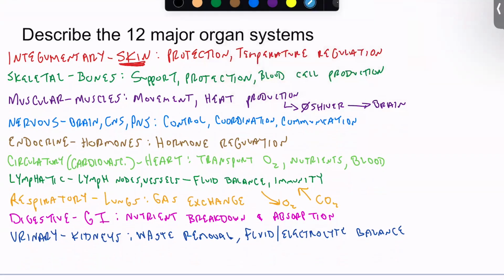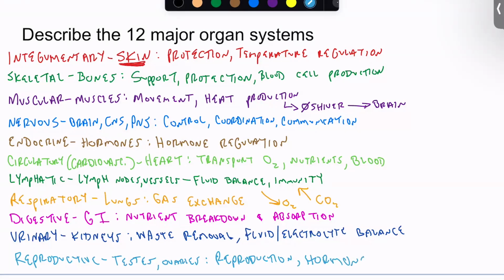And then last but not least, reproductive. So you're thinking testes, ovaries, genitals, so male's penis, female's vagina, and the purpose here, obviously reproduction, but also lots of hormone production.